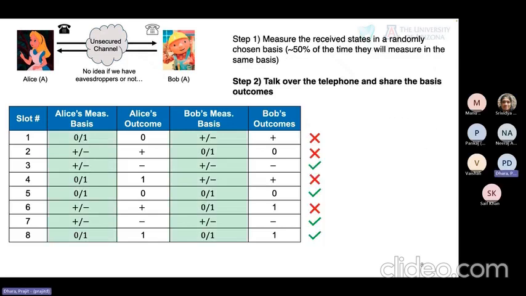Then they talk over the phone and share the basis outcomes. They just tell each other, this is the basis that I use. They don't need to tell which outcome they got. They just tell each other, this is what basis I was doing for slot number one, slot number two, and so on and so forth.